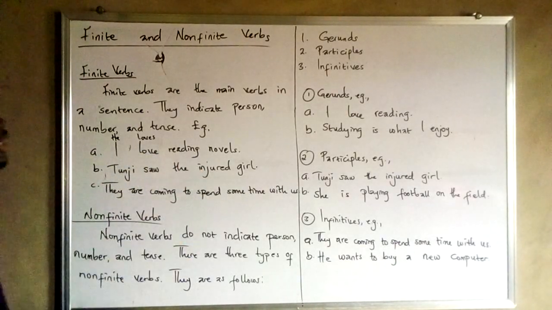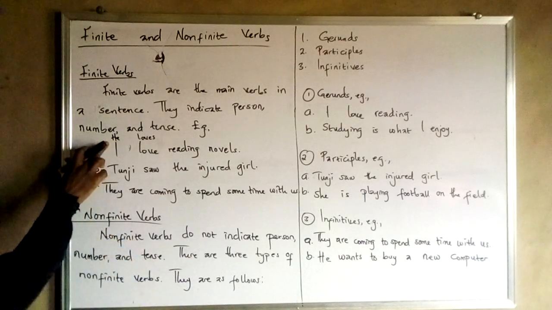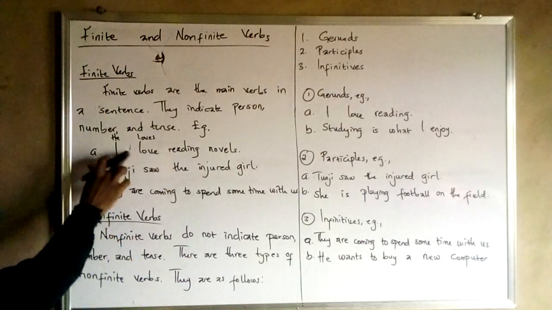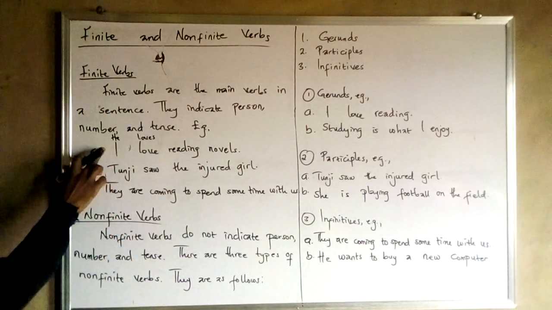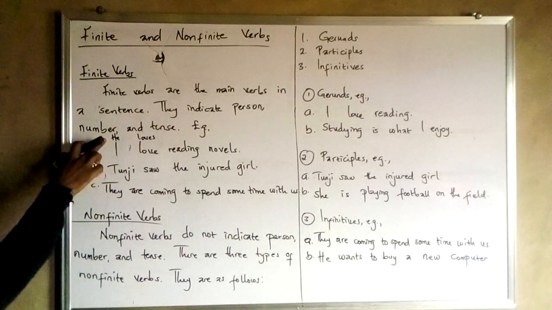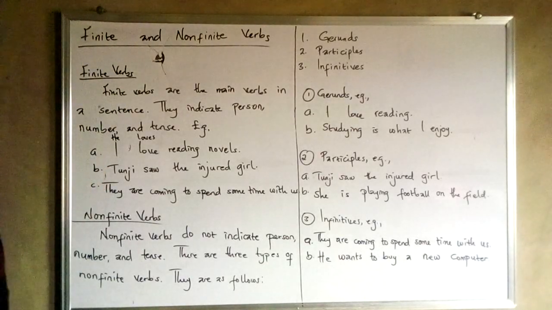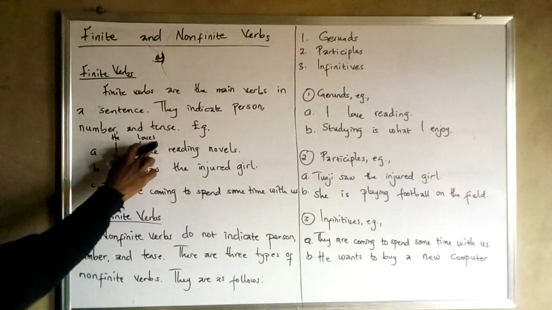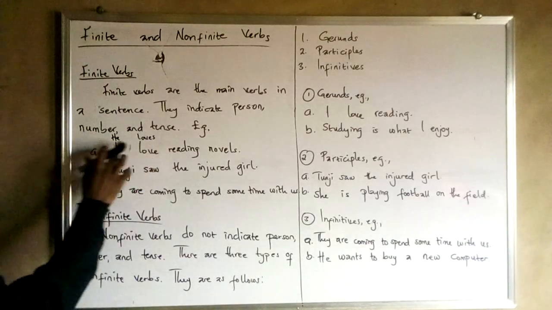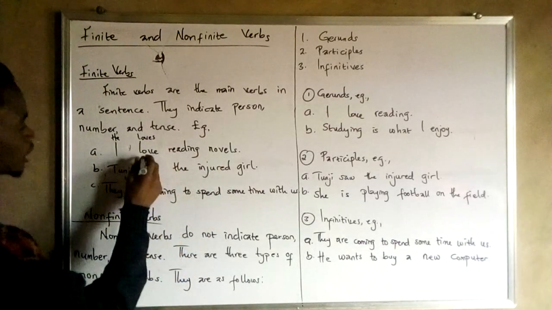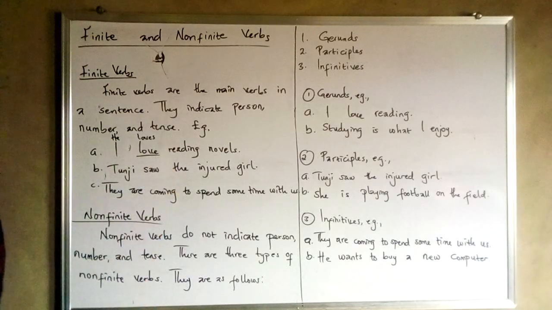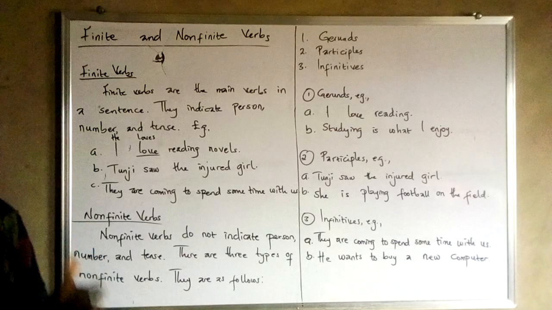I love reading novels. If I were to change the type of person, the type of pronoun involved, if I were to change it to a third person pronoun, such as he, the verb is going to change to what? Loves. So he loves reading novels. So the finite verb here is love, which agrees with what? With the subject in the sentence.